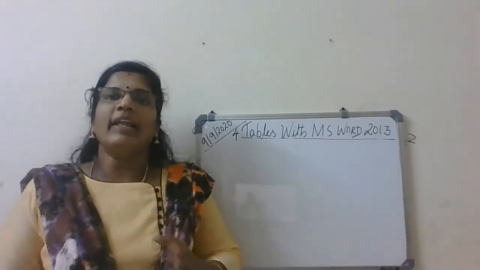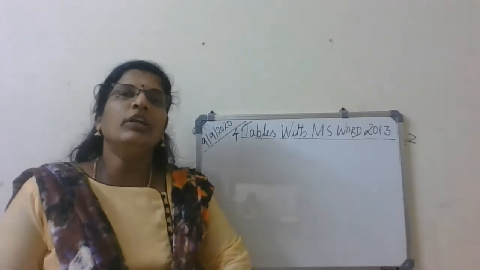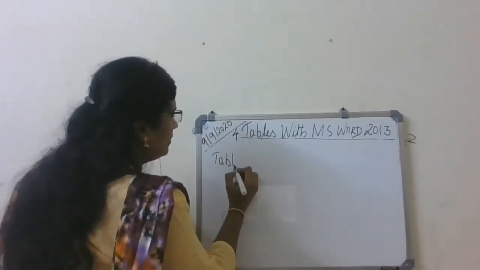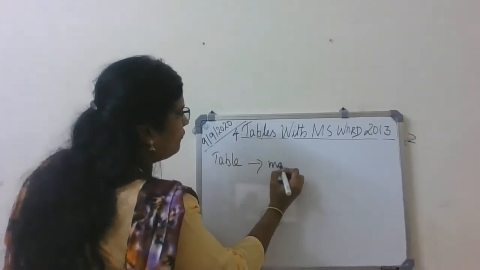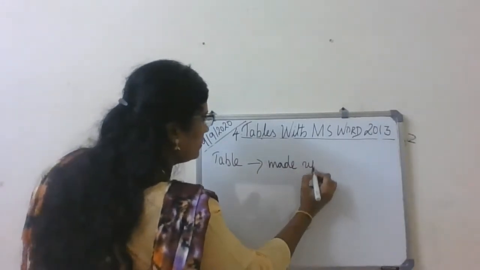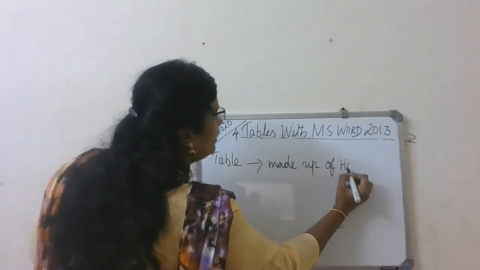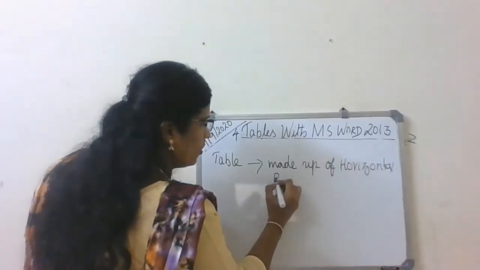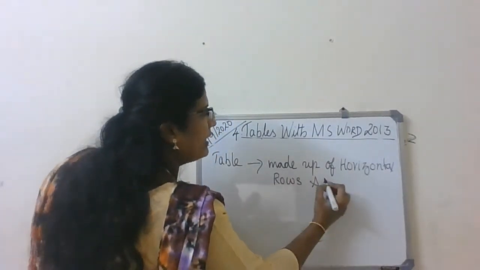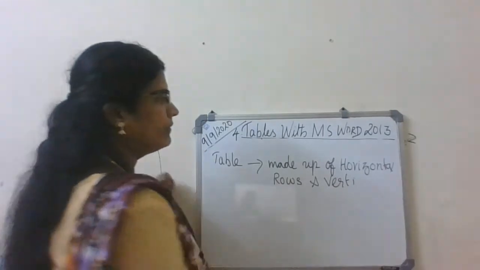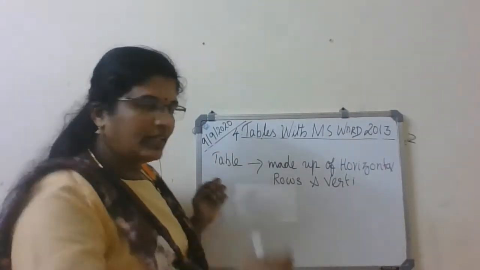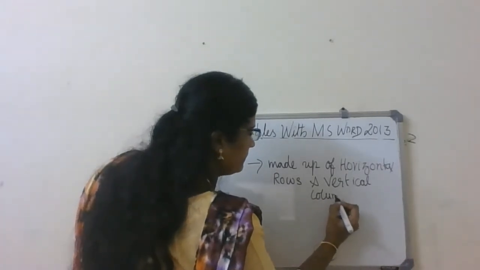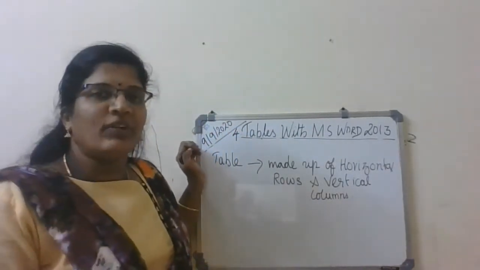Okay. So a table is made up of horizontal rows and vertical columns. Is it clear for everyone?